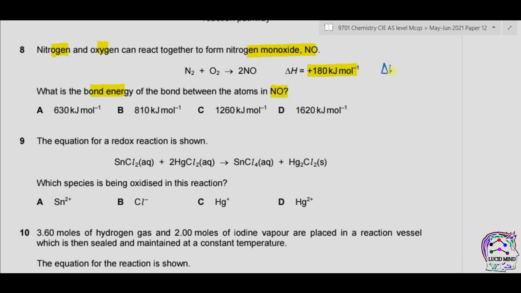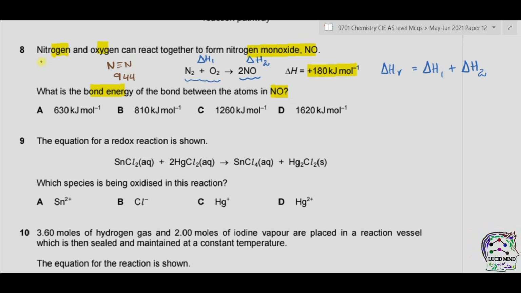So we can write delta HR, which is equal to the energy involved in bond breaking plus the energy involved in bond forming. We can represent bond breaking by delta H1 and bond forming by delta H2. So delta H1 is the energy required to break these bonds and delta H2 is the energy released from forming this bond. Now from the data booklet we can find the values for breaking the N triple bond N. The energy required is 944 kilojoules per mole.